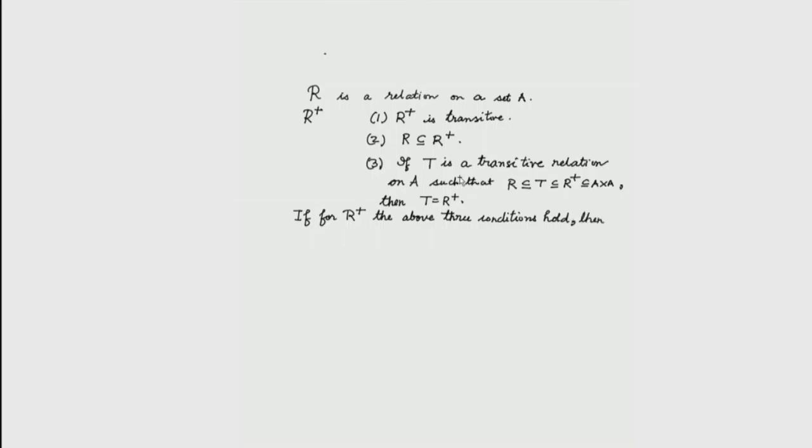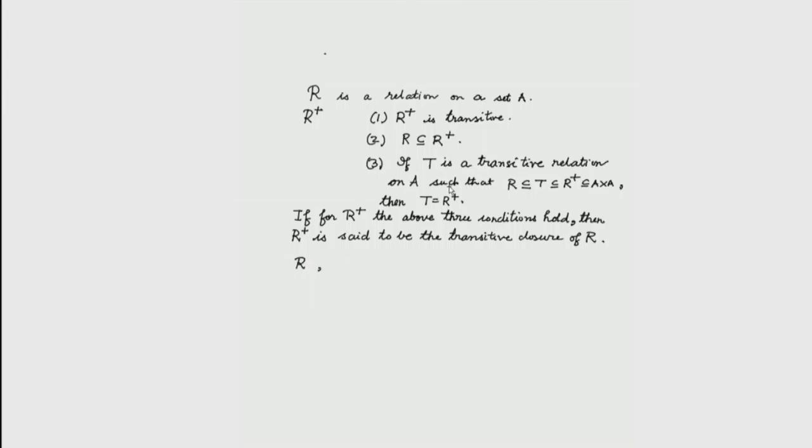If for R plus the above three conditions hold, then R plus is said to be the transitive closure of R. Now, our problem here is to find out a way of computing R plus from R.